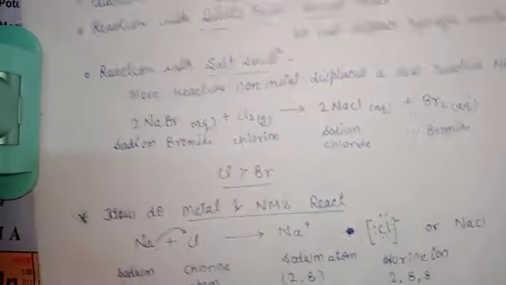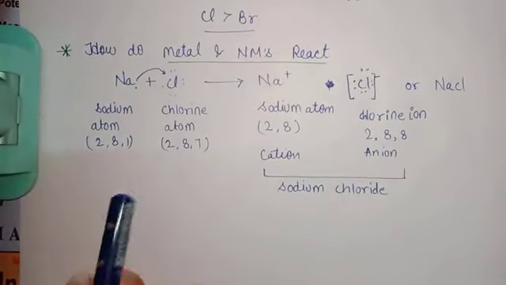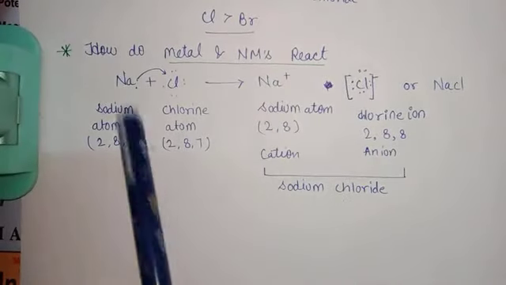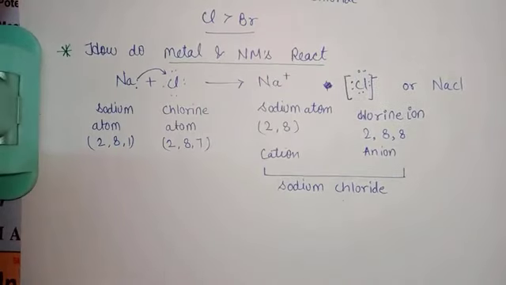Next, we'll see how metal and non-metal react. How do metal and non-metal react? As I've earlier told you, the sodium and chlorine combine with each other and make a bond that is called an ionic bond. In the ionic bond, the negatively and positively charged particles combine to make the compound, or we can say make an ionic bond.